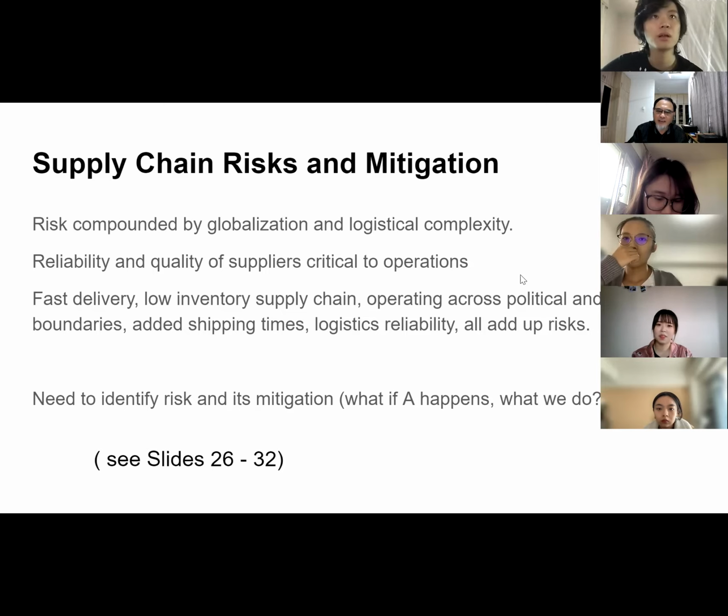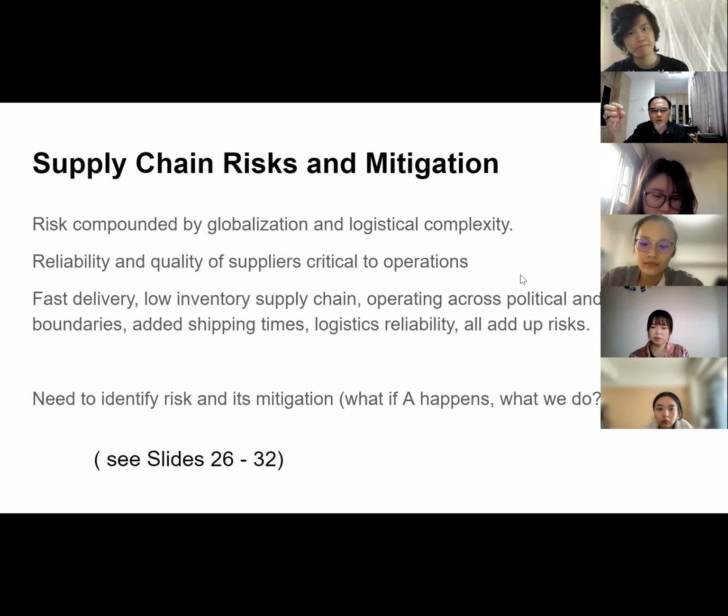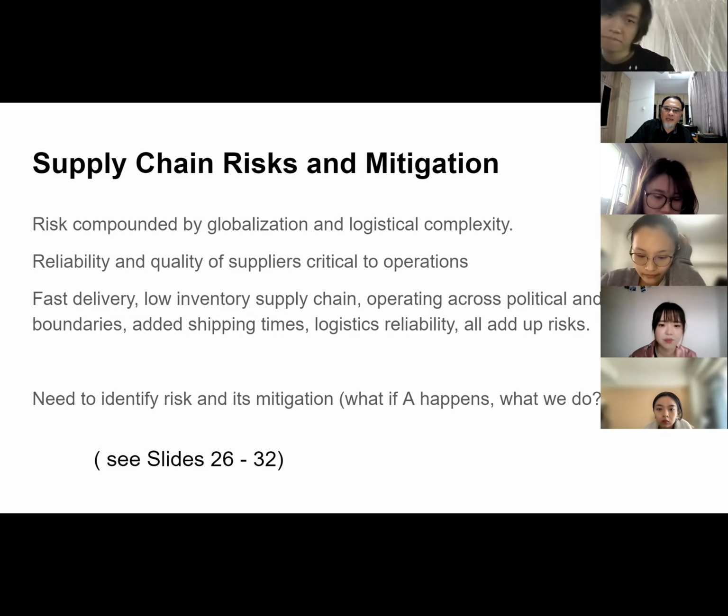But that is affecting the delivery of materials, components, and so on. So there's a lot of supply chain risks. And also, of course, reliability and quality of suppliers is critical to operation. That is also a risk that you need to consider when you source from many suppliers.